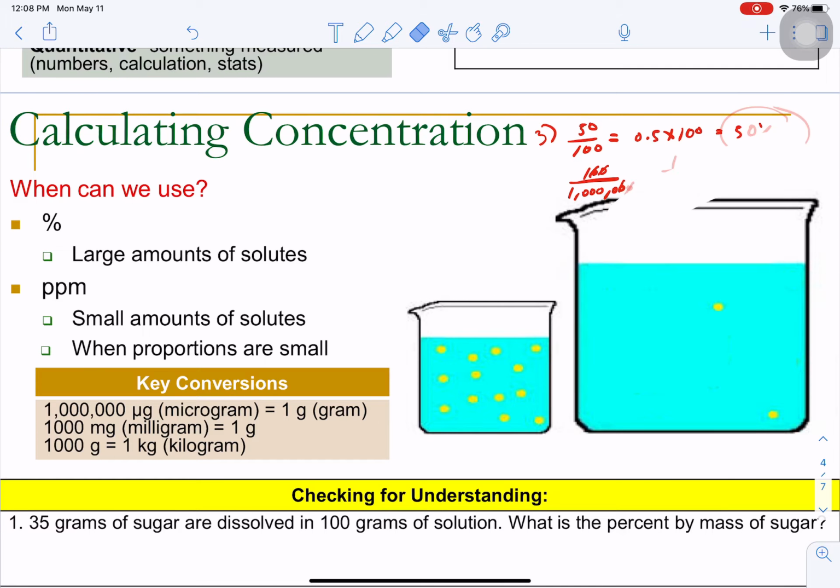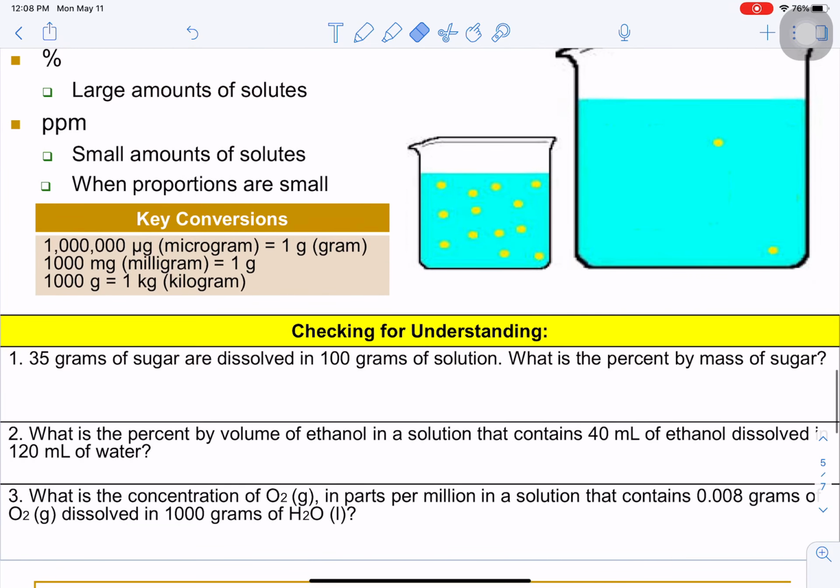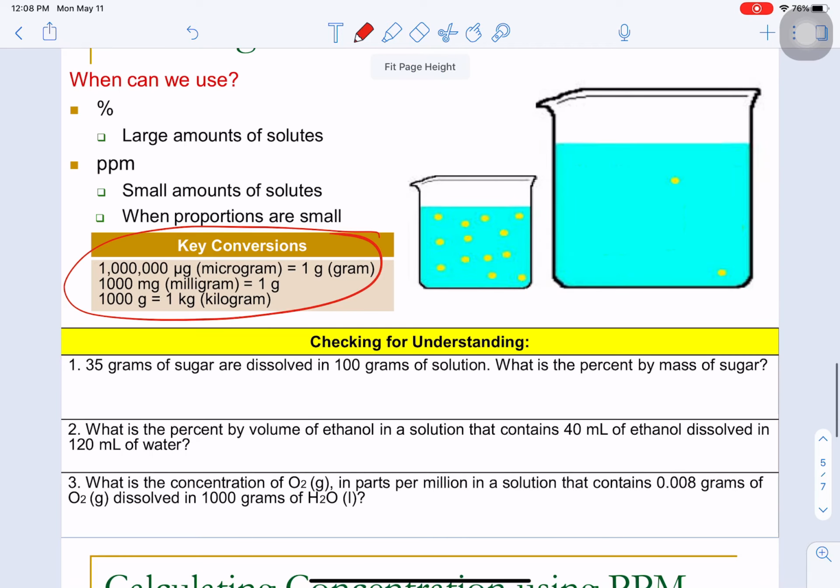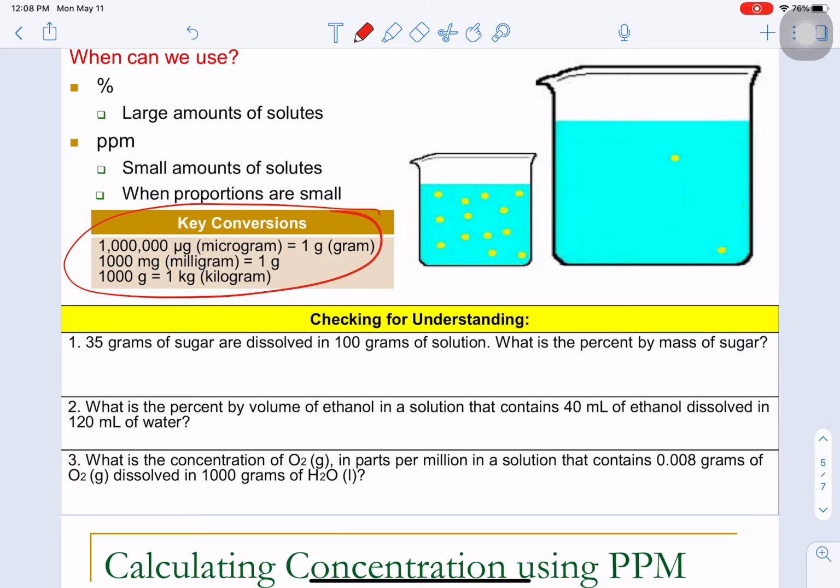Let me erase this. Okay, now, this is an important slide. When do we use each? So if we have large amounts of solutes, we use percentage. Small amounts, we use ppm, or when the proportions are small. Okay, all right. Now, here's some conversions if you guys forgot. Okay, we got micro, million, kilo. You need to be familiar with those. You should already be familiar, but just in case you're not.